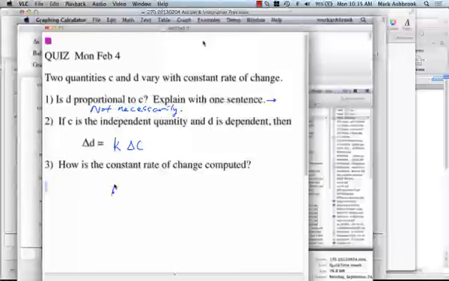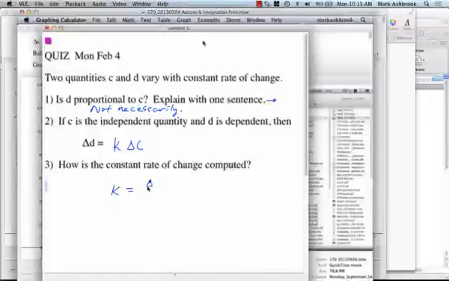How is the constant rate computed? We said delta D over delta C. Explained with one sentence, it's the changes in D and C that are proportional. D and C might be proportional, but the key is it's constant rate of change. The changes must be proportional.